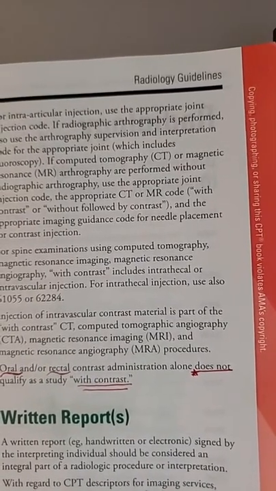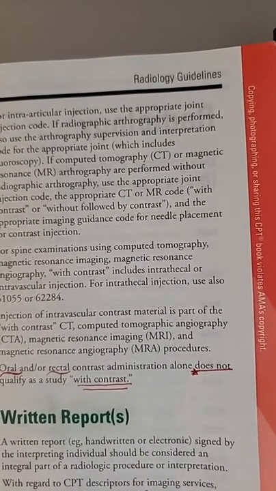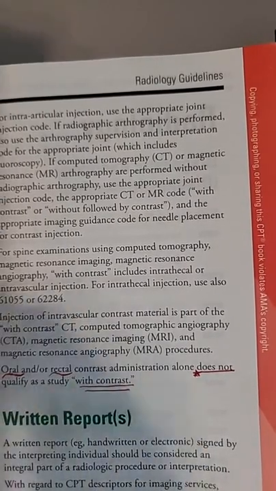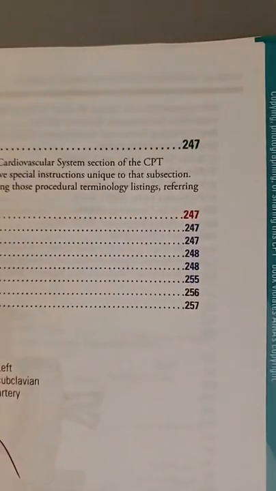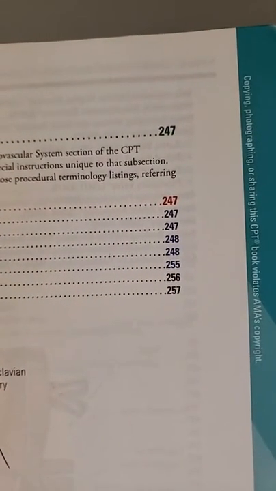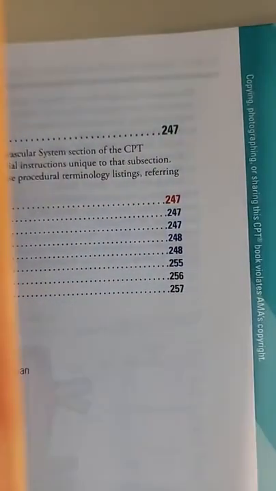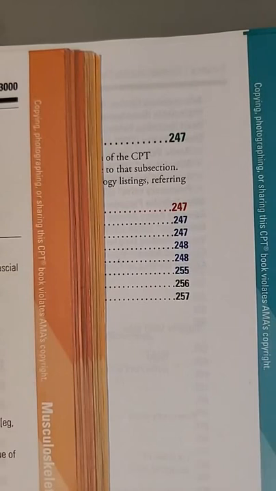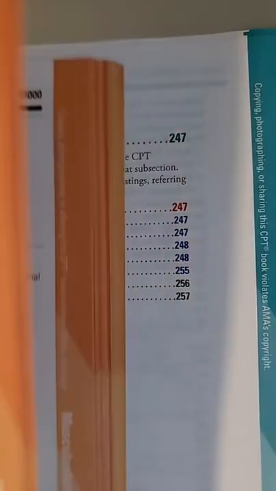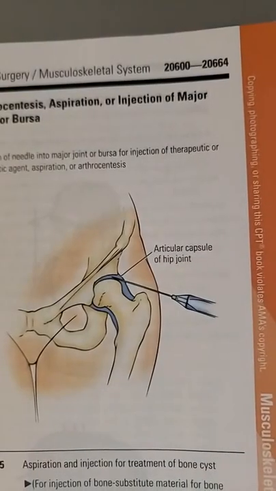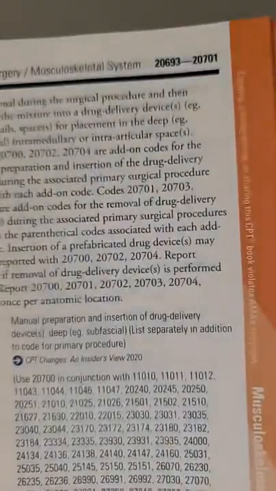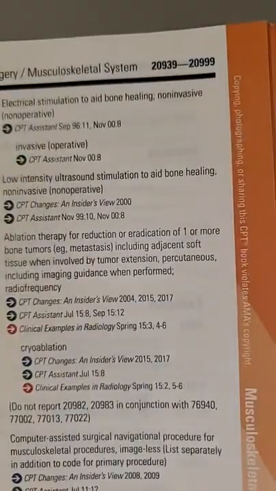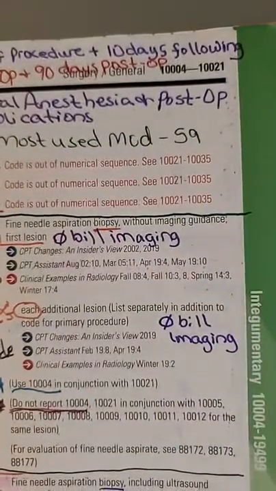Let's get to some integumentary, because I have it on the brain. I really wanted to do a really good job of teaching everybody integumentary because it can be crazy with all the different body parts. Especially when some of the removals can be in your musculoskeletal system instead of integumentary, but you're still doing like a tumor removal or something. So some of it can be in totally different sections.